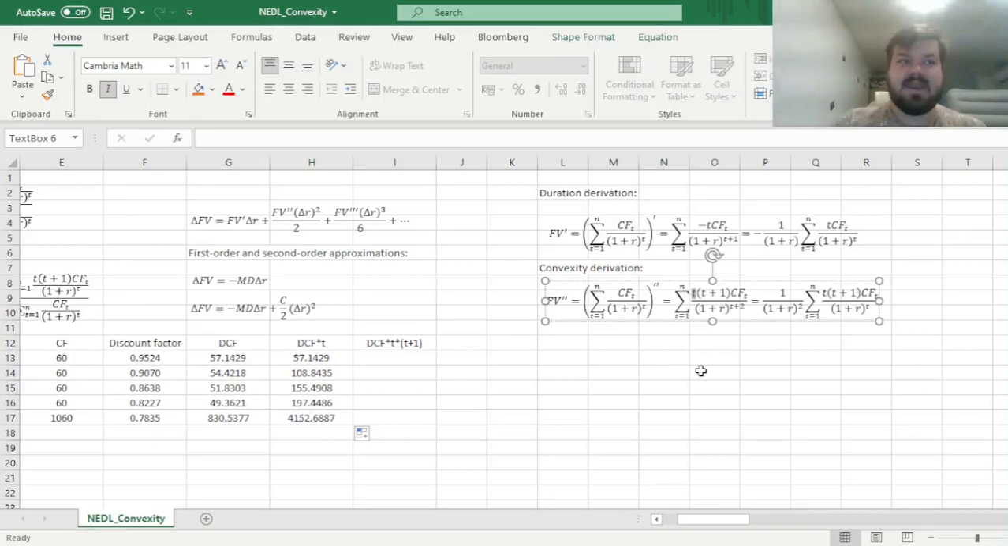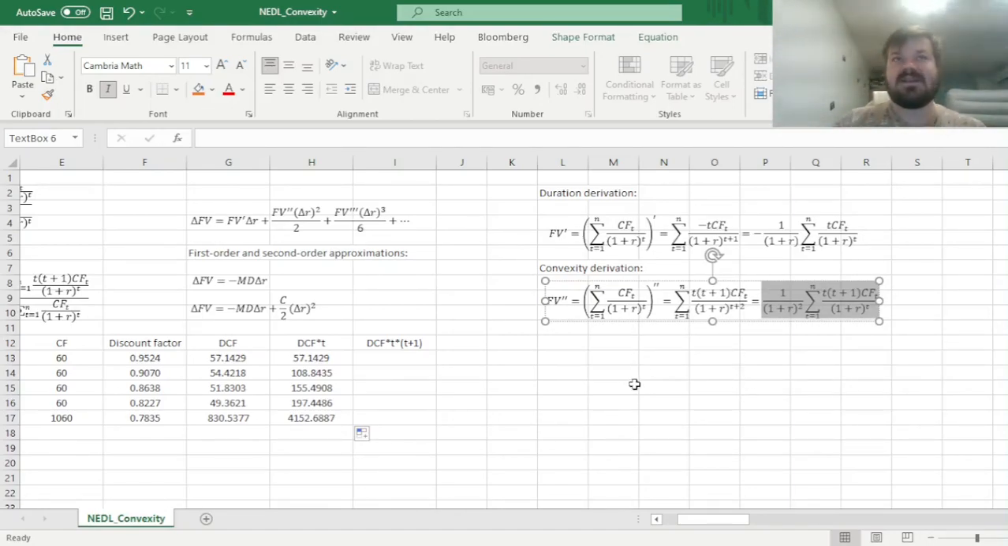That would make the minus signs cancel each other out. And in the denominator, we would have 1 plus r to the power of t plus 2, because, again, effectively it is minus t minus 2, but we can bring it to the denominator with the power of t plus 2. And again, just as we've done here, we can take 1 plus r squared in front of our sum, and this is exactly the convexity calculation.